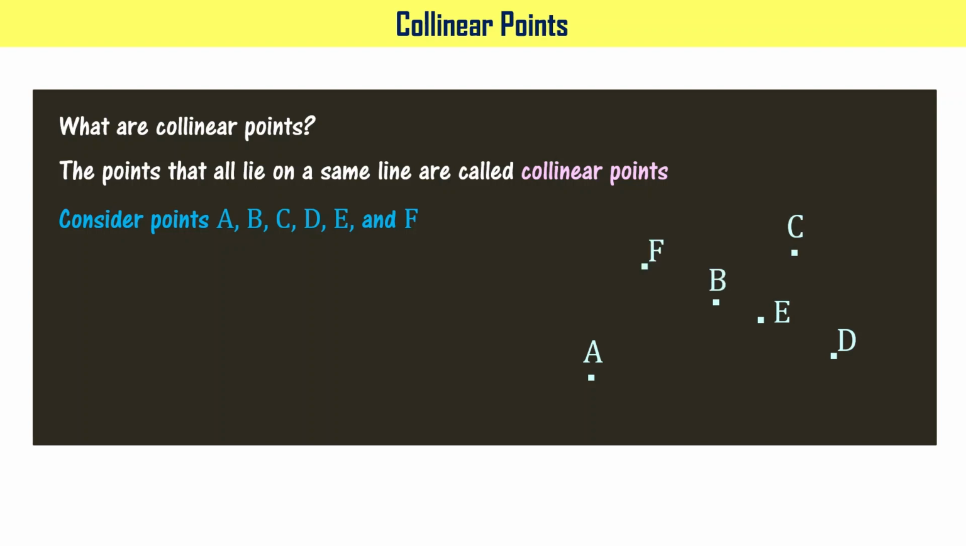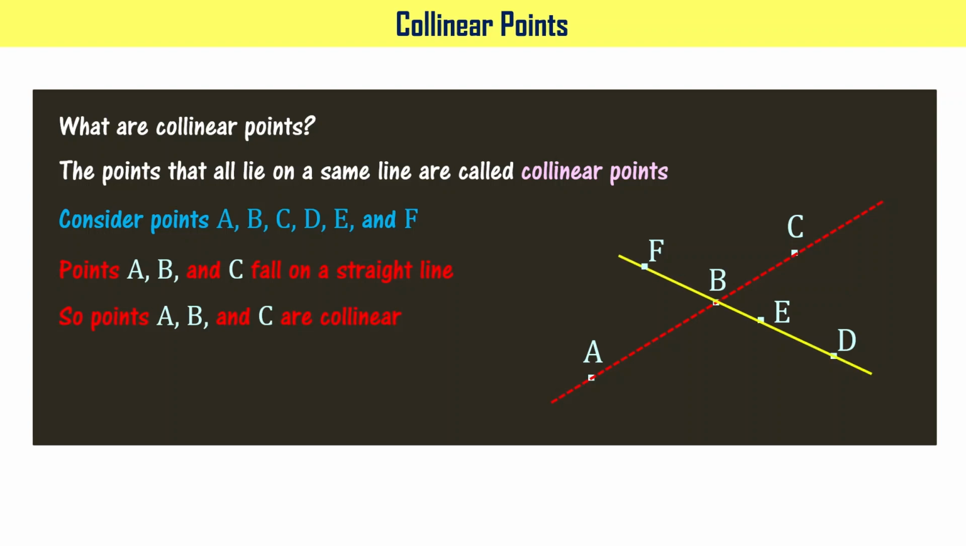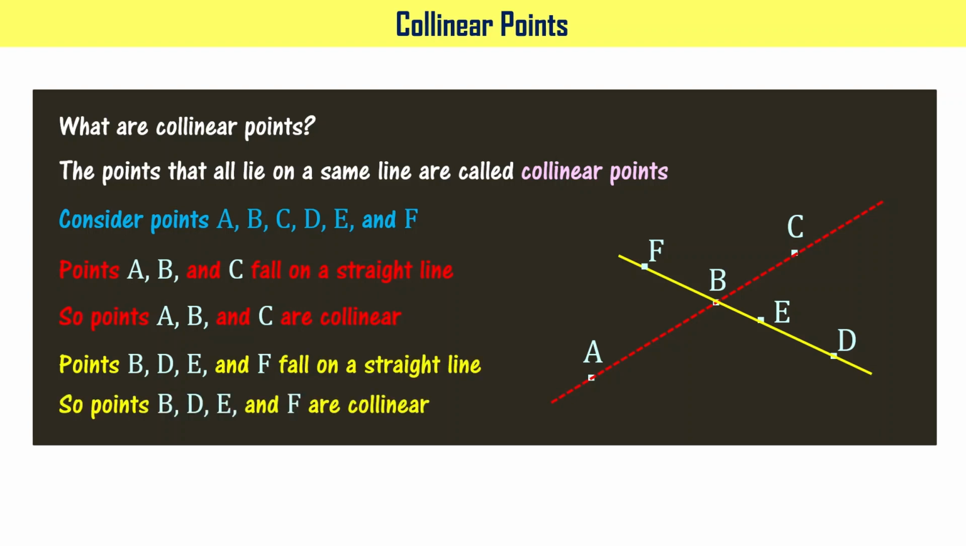For example, consider a few points A, B, C, D, E, and F. As you see here, if I draw a line, it is passing in a straight line through points A, B, and C, right? It means points A, B, and C are falling on a straight line. Hence, we can say that A, B, C are collinear points. If I draw another line that passes through B, D, E, and F, right? Hence, I can say that B, D, E, and F are collinear points. I hope you understood the concept of collinear points, right?